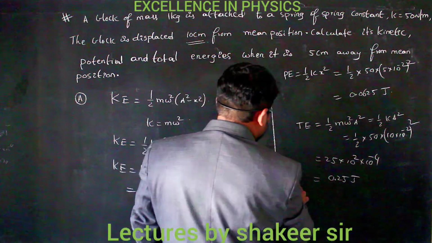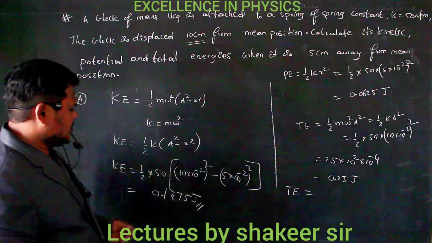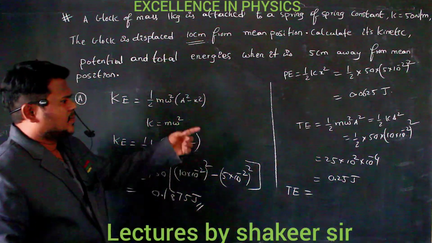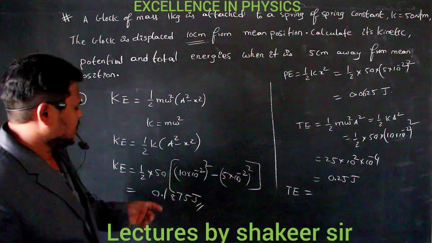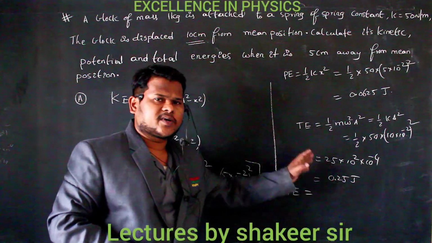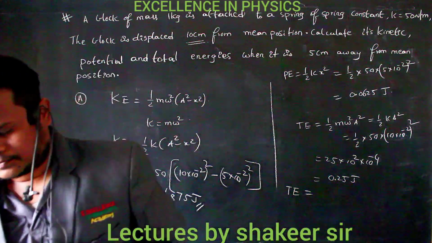What is one more method of doing the same for total energy? Just add potential energy and kinetic energy. So 0.1875 plus 0.0625. If you do this calculation, again you should get the same answer of 0.25 joules. Clear? So this is our answer.